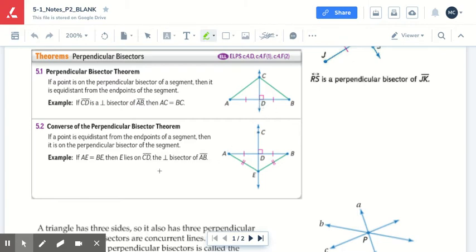And the converse of that is true also. So if a point is equidistant from the endpoints, so if E is equidistant from A as it is from B, then that means it would also be on the perpendicular bisector.